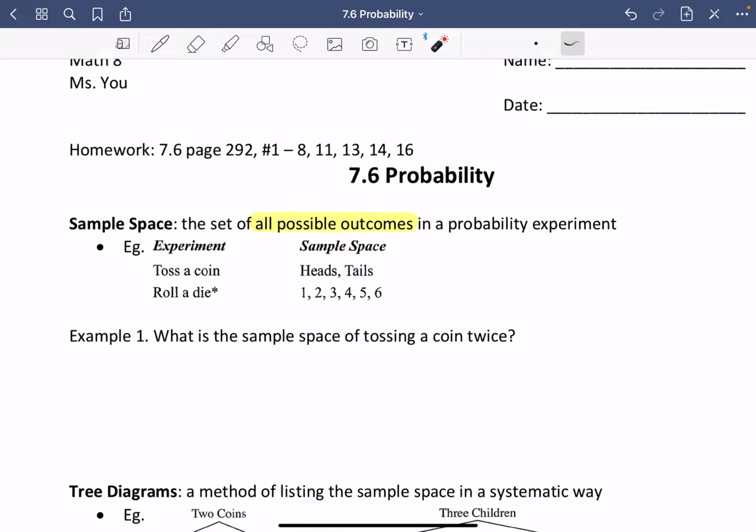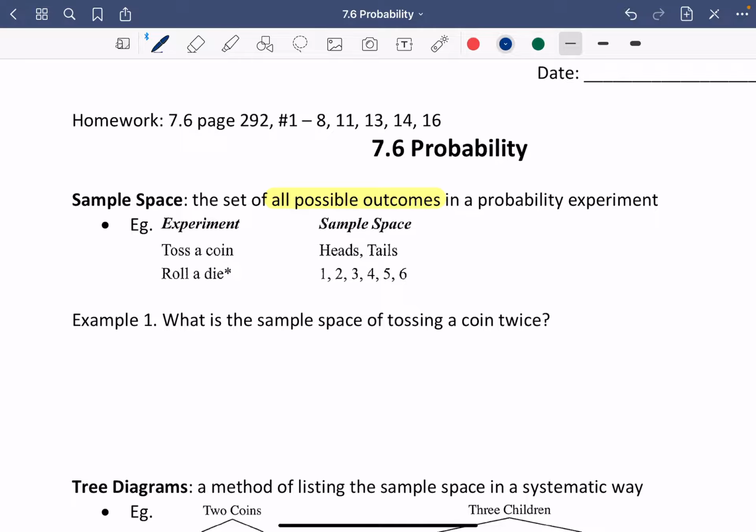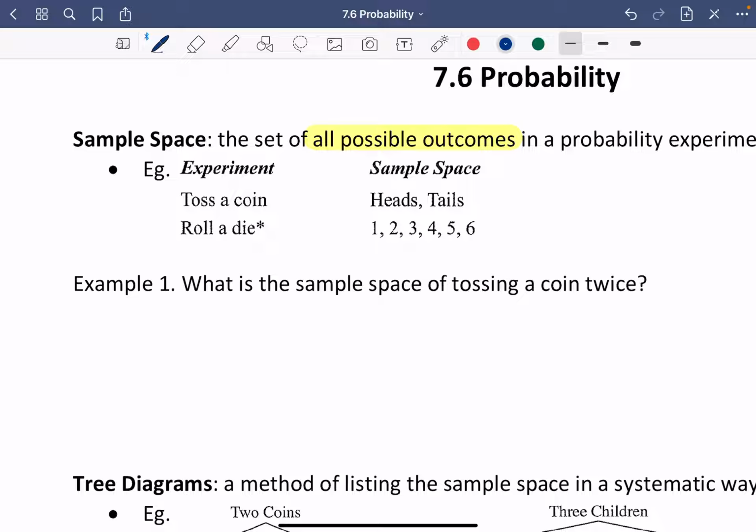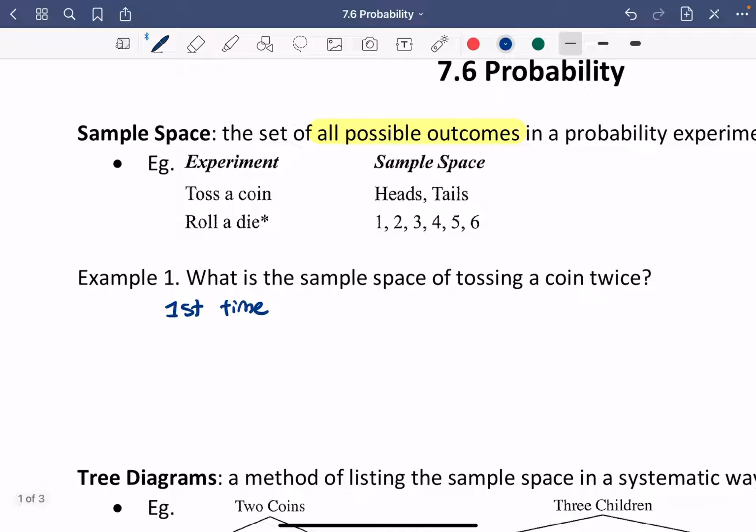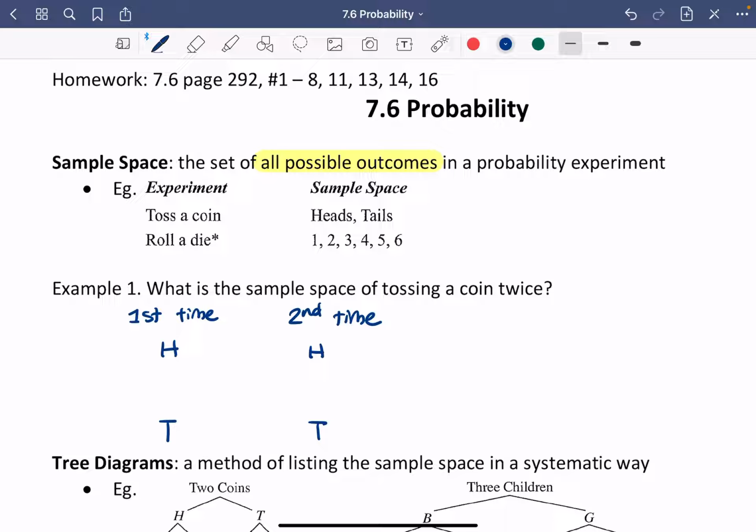Now, looking at the first example, the question is, what is the sample space of tossing a coin twice? So if I toss the coin the first time, what would I get? I'll get either a head or a tail. Now if I toss it the second time, again, I'll get either a head or a tail. So now, how many combinations would I have?